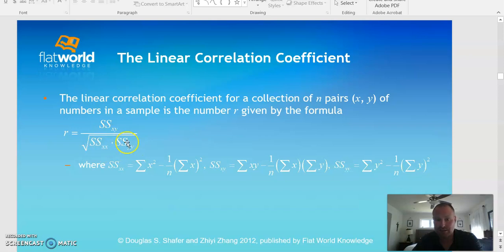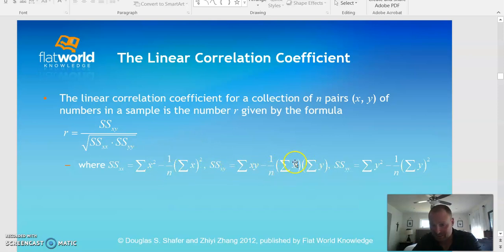Notice we multiply these values together and then we take the square root of it, and then whatever that is, we divide SS sub XY by it. Okay? Now down below here, they're telling you SS sub XX is equal to the sum of all your x values, squared, minus 1 divided by the total number of x values times the sum of all your x values, and then you square that in its entirety. So you would do that for this to get this value.